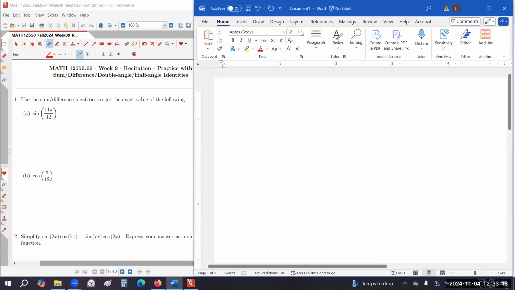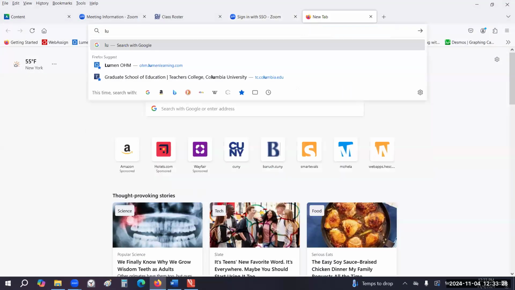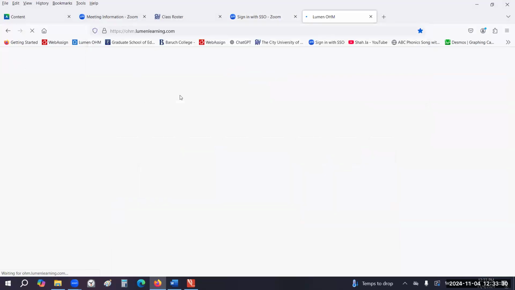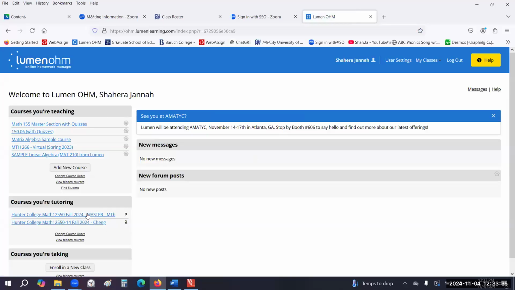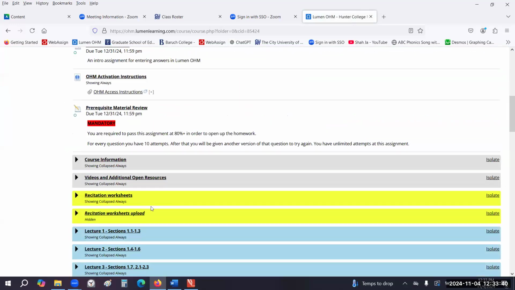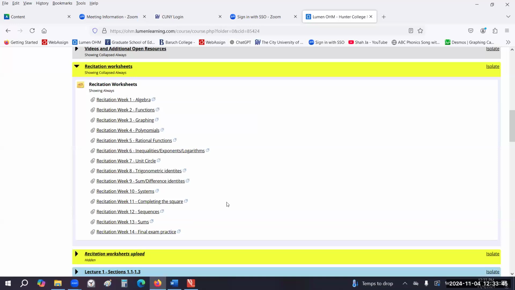Hi, Judy. Where can you find the worksheet? It's on Lumen. So if you log into Lumen, you'll see there's a yellow bar. Wait. See the yellow bar? The yellow bar has all the worksheets. Yes, I'm going to post this recording and I'll also email you.